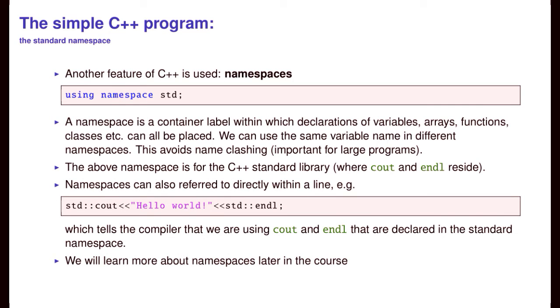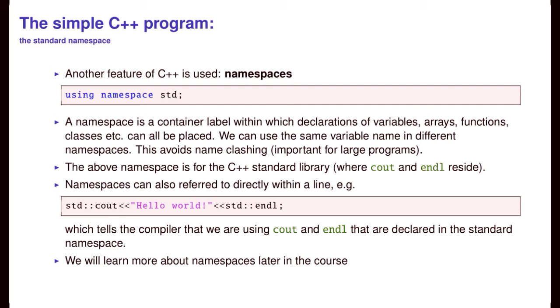We also used another feature of C++, namely a namespace. You probably have seen this before, using namespace std. A namespace is like a container, a big bucket, in which the declaration of variables, arrays, functions and classes can all be placed. Now you can have another bucket where the same names are in there, and essentially they would then denote different objects. So that means you can use the same variable name in different namespaces, which avoids name clashing. Normally not very important, but in large programs it's crucial, because often you do want to use the same name in different contexts, different namespaces.